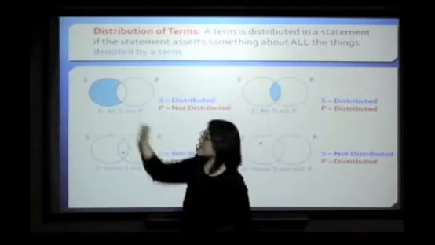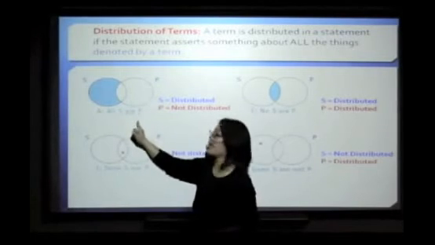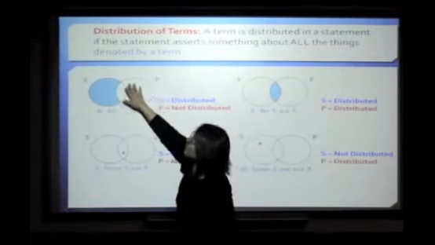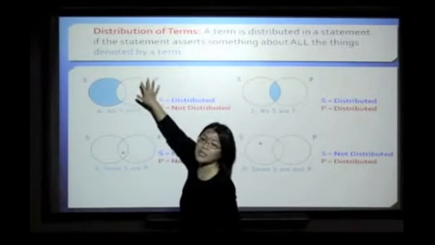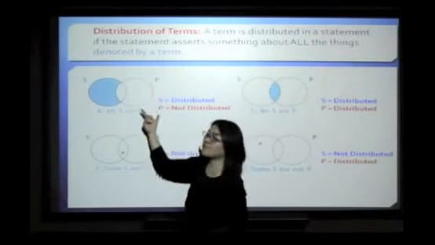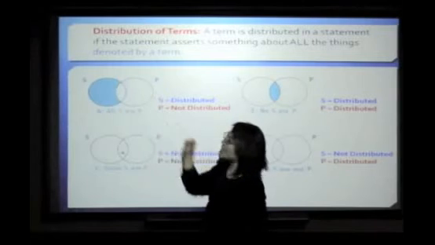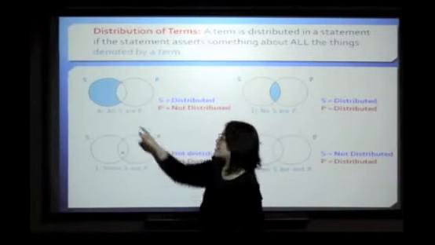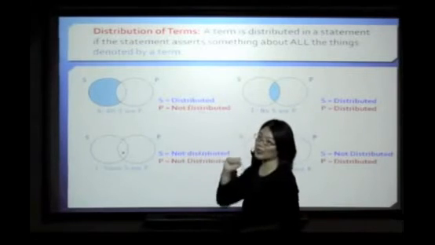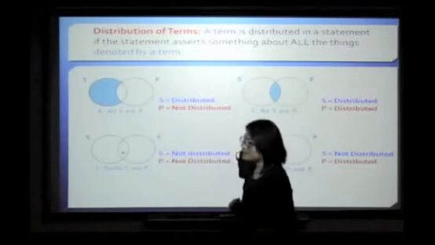In this case, the subject term is distributed. But this statement is not saying anything about all the things that are P's. Okay? Notice how in this circle, we have basically information left blank in the P circle. So we don't really know anything about stuff that the predicate term represents. So the predicate term is not distributed in the A-type statement. So we have the subject term being distributed and the predicate term not being distributed in an A-type statement.